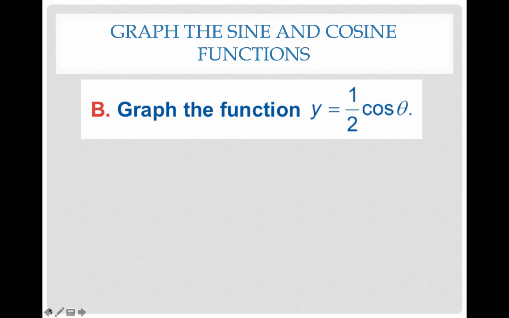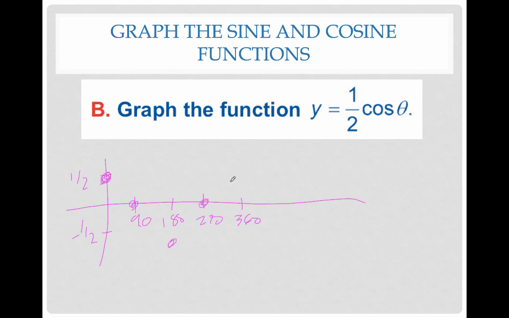Graph. This one's even easier, except now the amplitude is going to be a half. So if I was graphing this one, I'd still make the half go a little higher and negative a half. And then I'd be done in 360, because I know my period is 360. And there's my 180, and there's my 90, and there's my 270. And I know it's starting up, bottoming at 0 and coming back up. So that's all you got to do.